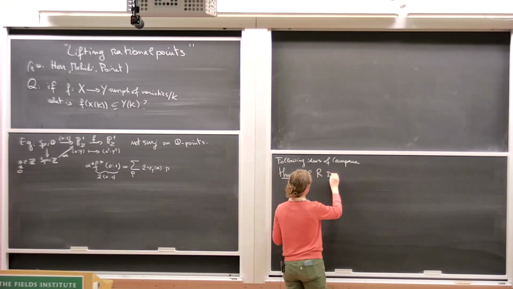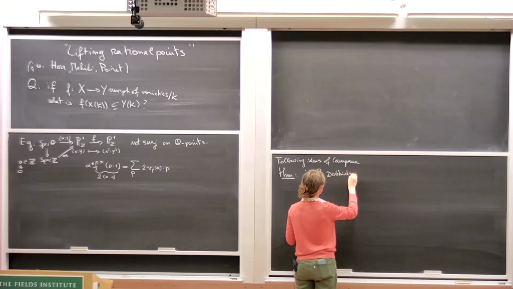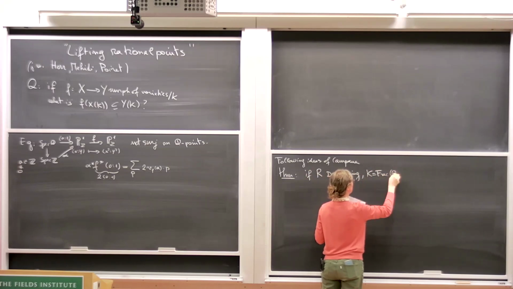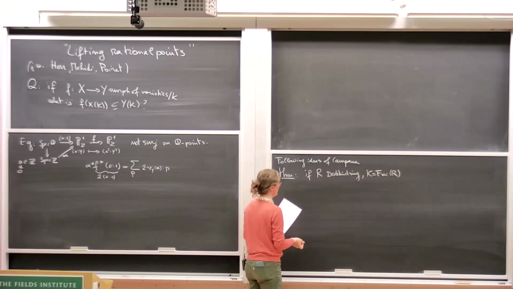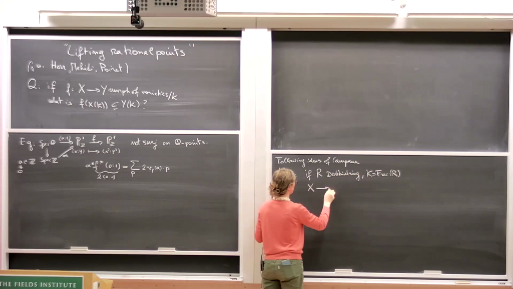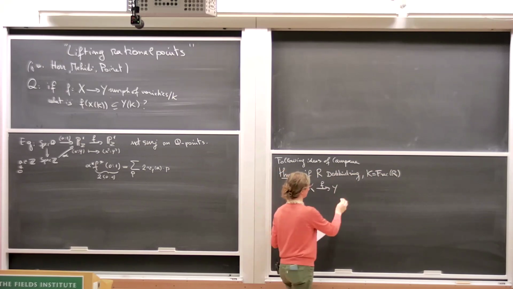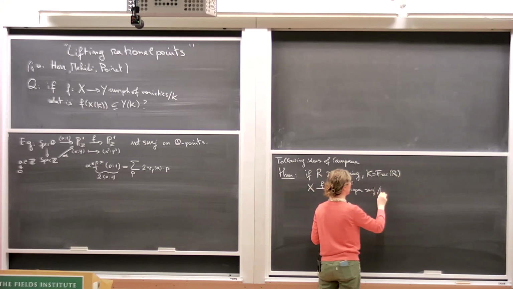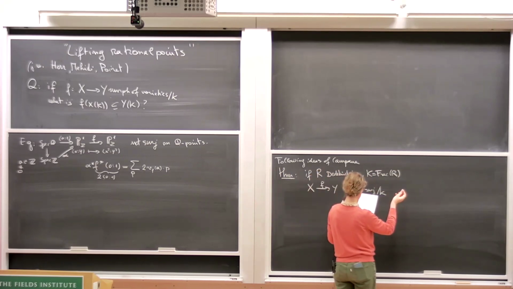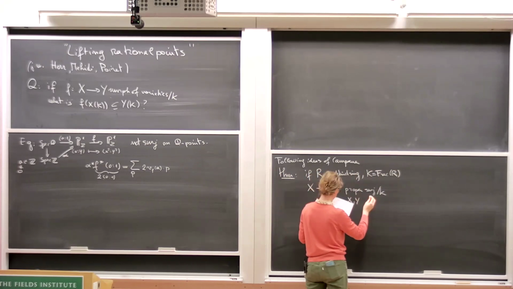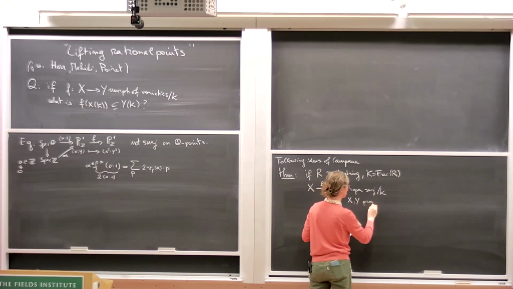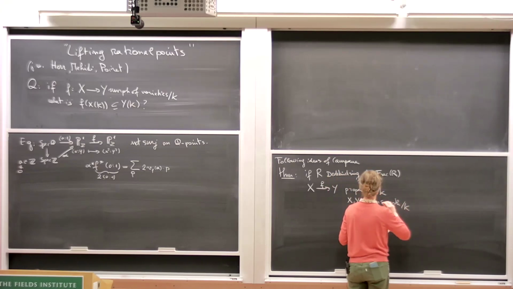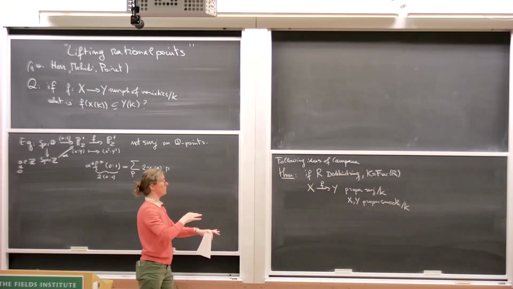So R is a Dedekind domain, for example, Z, and K is the fraction field. All right, and then I have X to Y, my morphism F, and I'm going to take it to be proper and surjective over K, and here X and Y are proper smooth varieties over K.